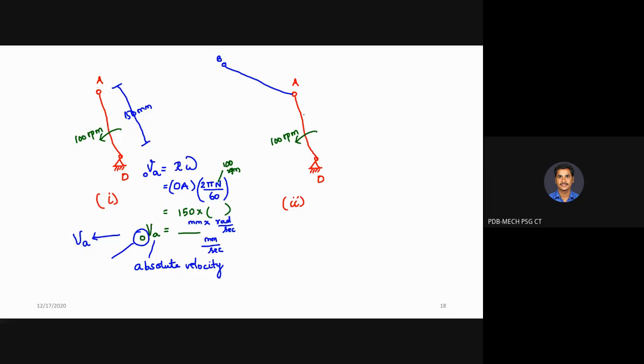Now, in the same case, you are attaching another link with point A, and this is link 2. So the red color is link 1 and the blue color is link 2.